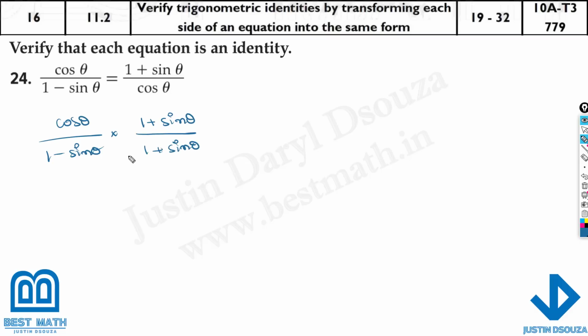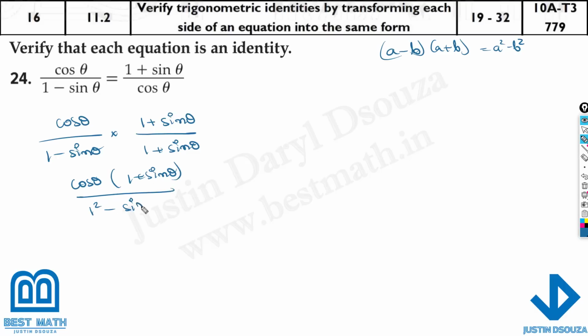Why do we do that? So now here it is a minus b, a plus b. We can use the identity a squared minus b squared. If you start multiplying it, you're remaining with only the square of the first term minus the square of the second term. So here we have cosine theta that is multiplied with 1 plus sine theta divided by 1 squared minus sine squared theta. What is 1 squared? It's 1 itself, isn't it?